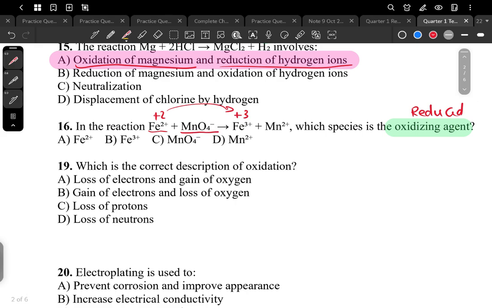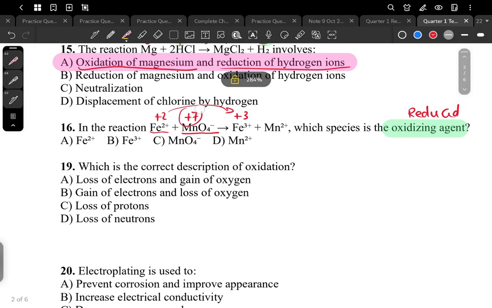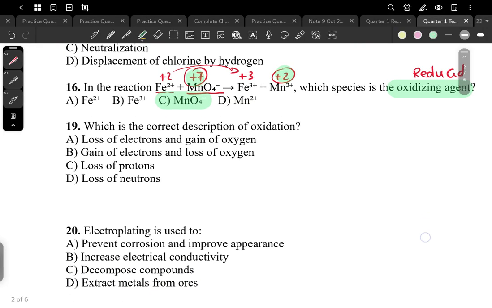While the Mn in manganate, if you calculate the oxidation number, it will equal positive 7. So it goes from positive 7 to positive 2. So in this case, manganate has been reduced. So manganate is the oxidizing agent. Okay, this is the correct answer. So manganate is reduced, it is the oxidizing agent.